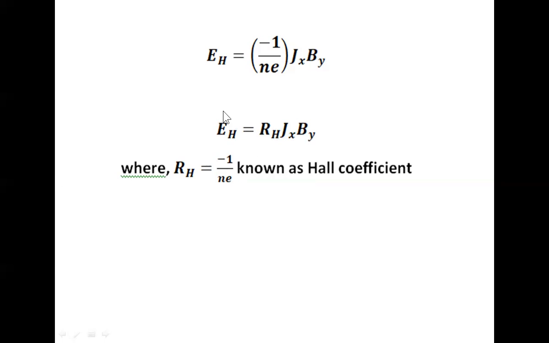EH represents the Hall electric field, which can be measured. So by this expression you can determine the value of RH. How? RH is equal to EH divided by Jx into By. Jx is applied, we already know, and By, the magnetic field applied, is also known, and we need to measure the value of EH so that we can calculate RH. What do you mean by RH? RH is equal to 1 over Ne.